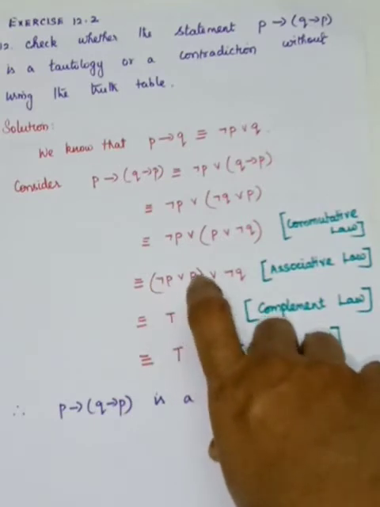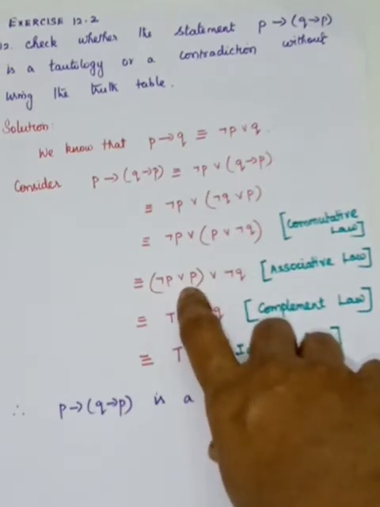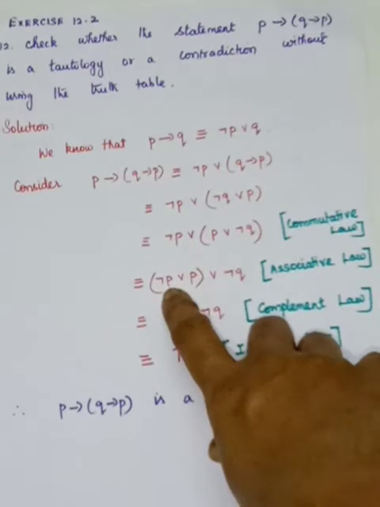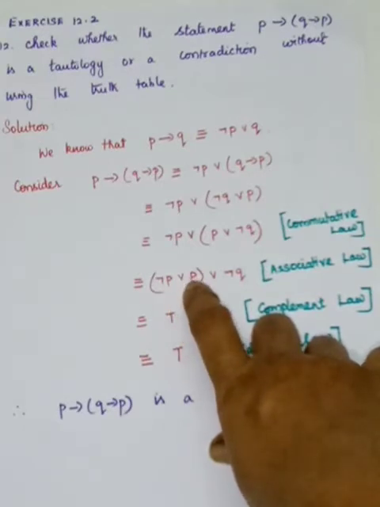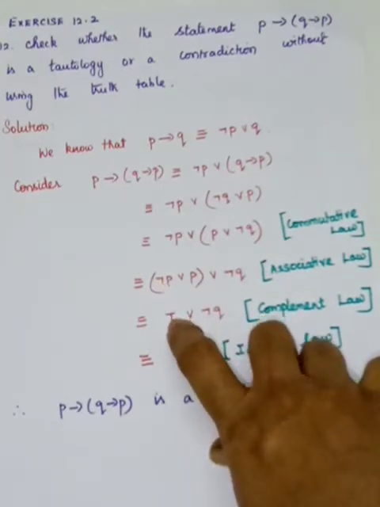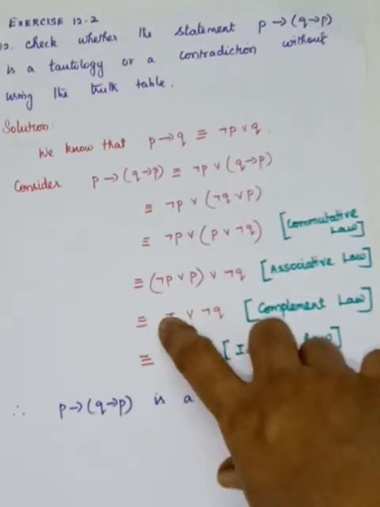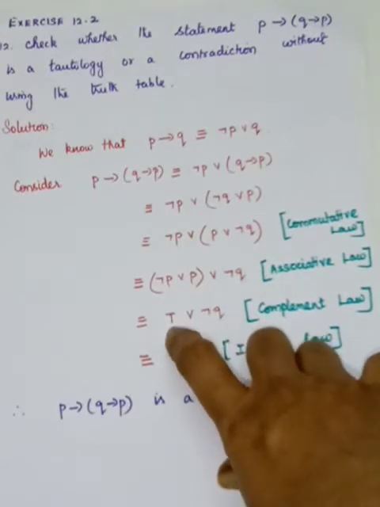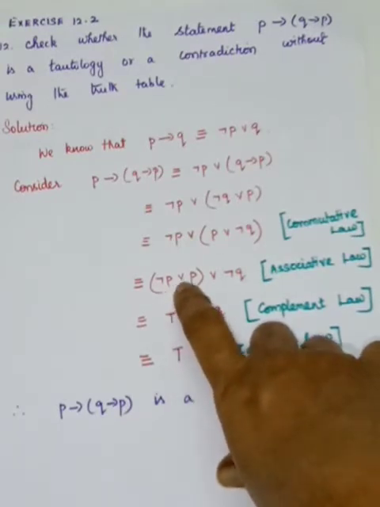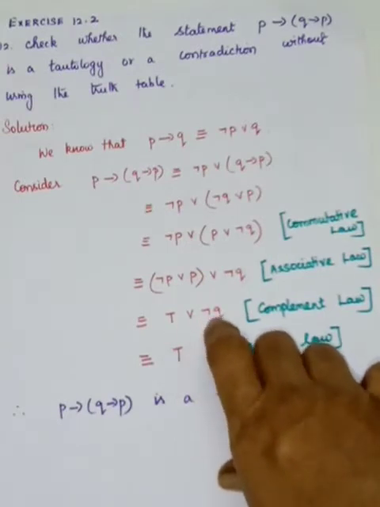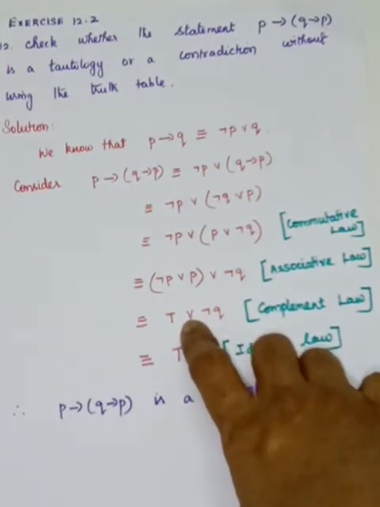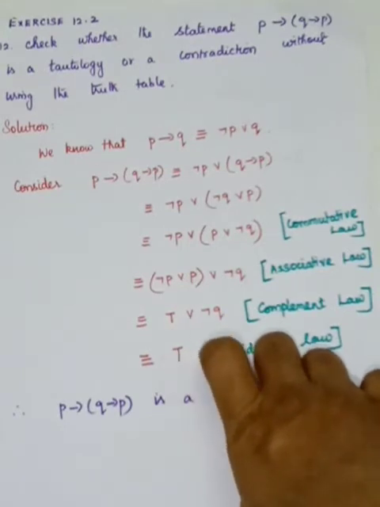See that it's a complement law. P or negation P, which is also commutative, negation P or P. If OR comes, a statement and its negation is a tautology, that is true. Only true you will have. That is the complement law. If AND comes, you have to write false. Here OR is there, so you have to write true. So it is T or negation Q. OR means any one is true, it is true, isn't it?